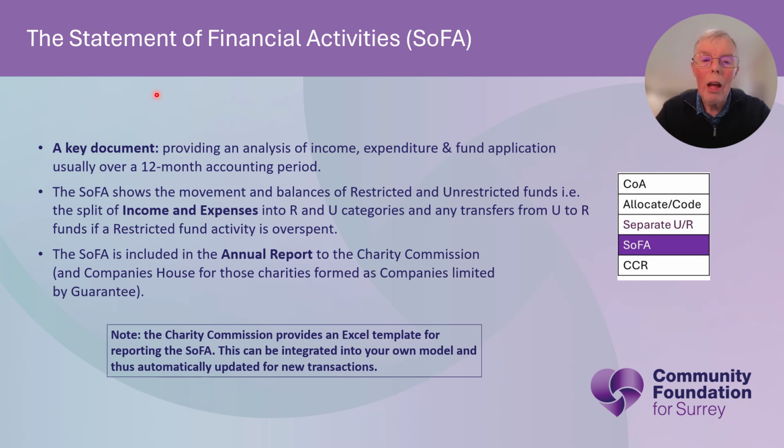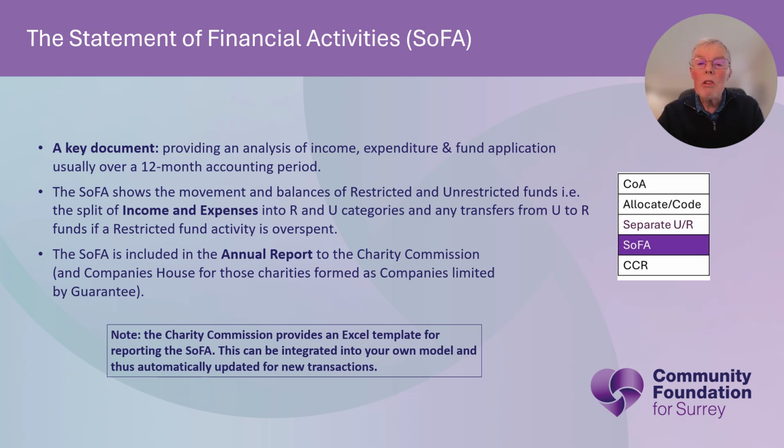The Statement of Financial Activities is a key document providing an analysis of income, expenditure, and fund application, usually over a 12-month accounting period. And the SOFA shows the movement and balance of restricted and unrestricted funds. In other words, the split between income and expenses into R and U categories, and any transfers from U to R if a restricted fund activity has been overspent. And we covered that in an earlier video. The SOFA is included in the annual report to the Charity Commission and to Companies House for those charities formed as companies limited by guarantee.